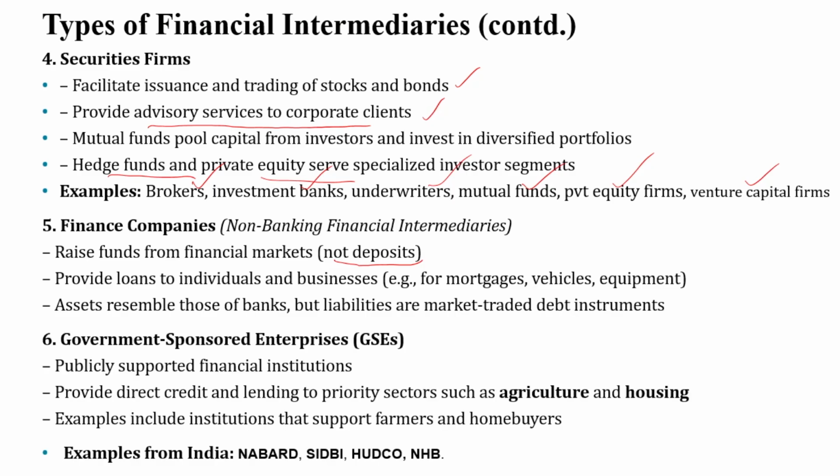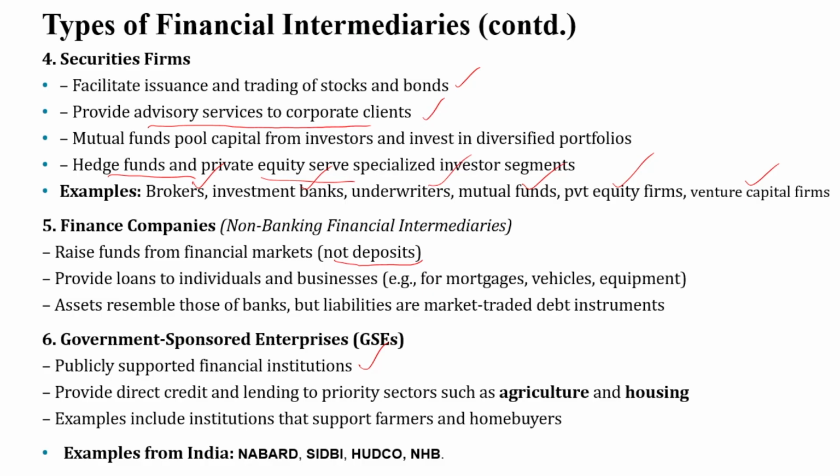Then another type of financial intermediary is government sponsored enterprises. These are publicly supported financial institutions. They serve key developmental and social policy goals. They provide direct credit and lending to priority sectors like agriculture and housing. Examples include institutions that provide loans to farmers or help home buyers access affordable housing finance.